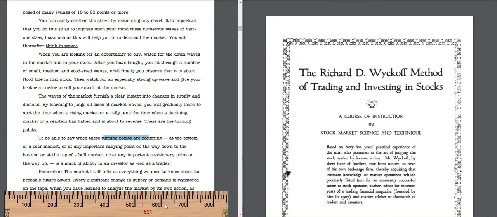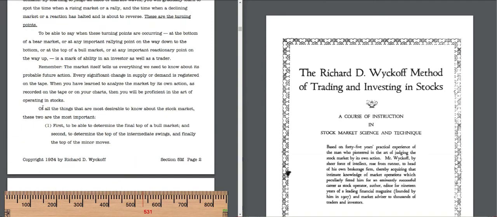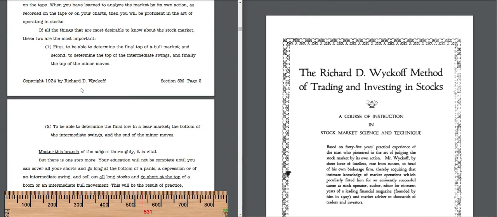Every significant change in supply or demand is registered on the tape. When you have learned to analyze the market by its own action as recorded on the tape, then you will be proficient at the art of operating in stocks. So of all the things that are most desirable to know about the stock market, first is to be able to catch a top. And the other is to catch the bottom, and do that of major, minor, and intermediary trends. That is very hard to do. It's not easy, but there's multiple concepts that need to be understood.